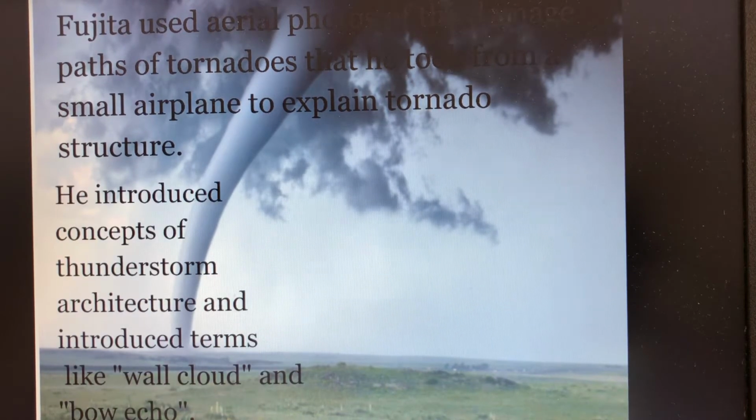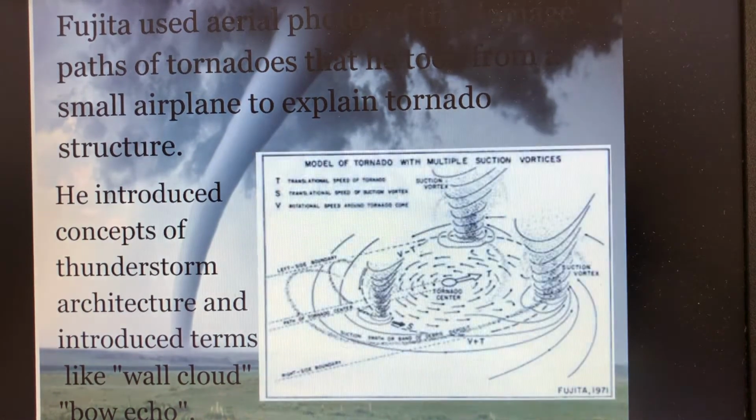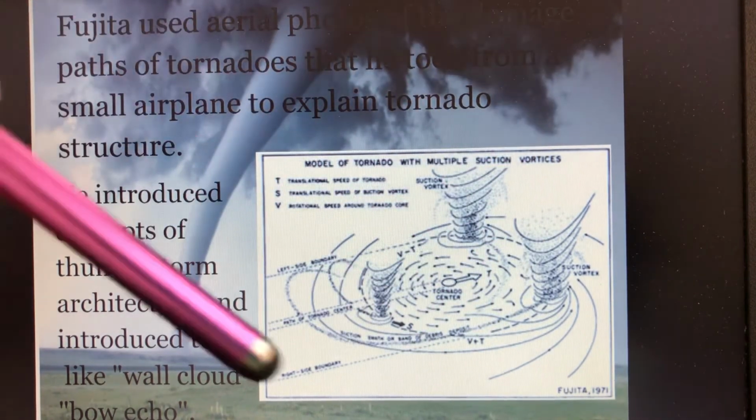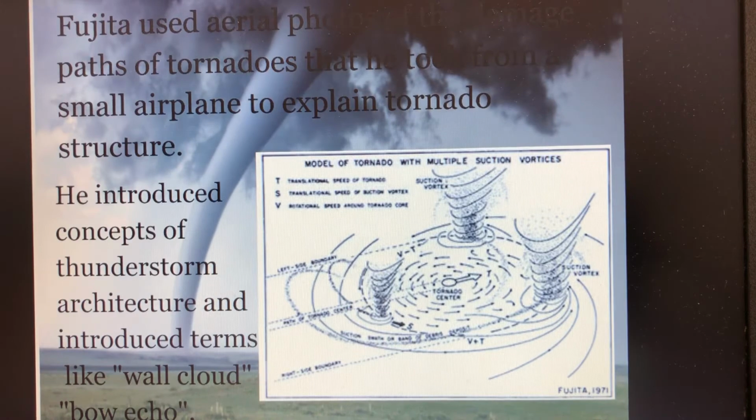So he was the one who came up with the concepts of how a thunderstorm is built, what the architecture is. And he introduced the terms like wall cloud and bow echo. And this is one of the diagrams that he actually sketched long before there was ever any kind of Doppler radar. He drew this as to what he believed was going on inside the tornadoes. Now that we have Doppler radar, we can prove that that actually does happen inside of a tornado.